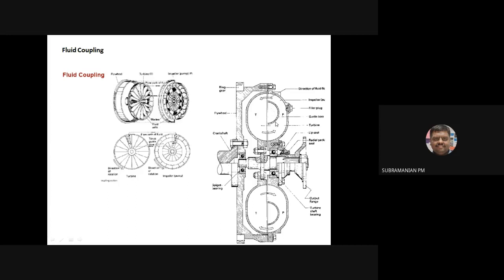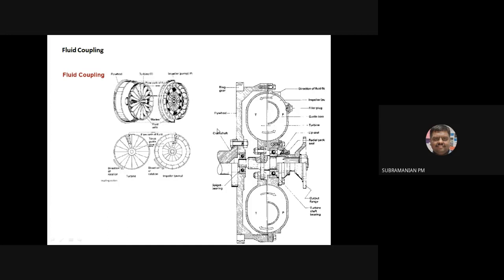The pump will be pressurizing the fluid. The fluid will leave out once it reaches the maximum centrifugal force, and it will have kinetic energy also. It will strike the turbine and make the turbine rotate. Once the turbine is rotating, since it is connected to the transmission shaft, my transmission shaft will be rotating. This is the working principle of the fluid coupling.